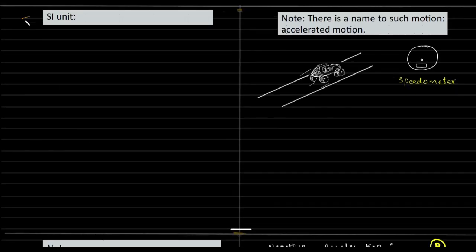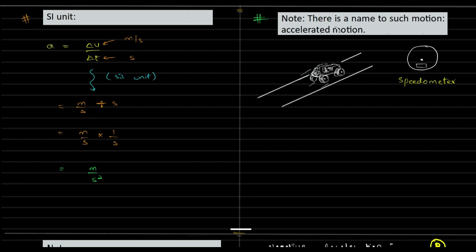Now let's derive the SI unit. Yes, we can derive SI units. The acceleration is change in velocity by change in time. If I express the ratio in terms of their respective SI unit, what do we get? We get meter per second divided by second, right? Because velocity is meter per second and this is second. And we have meter per second into 1 by second, and so this is equal to meter by second square. Second into second is second square. This is the SI unit of acceleration.